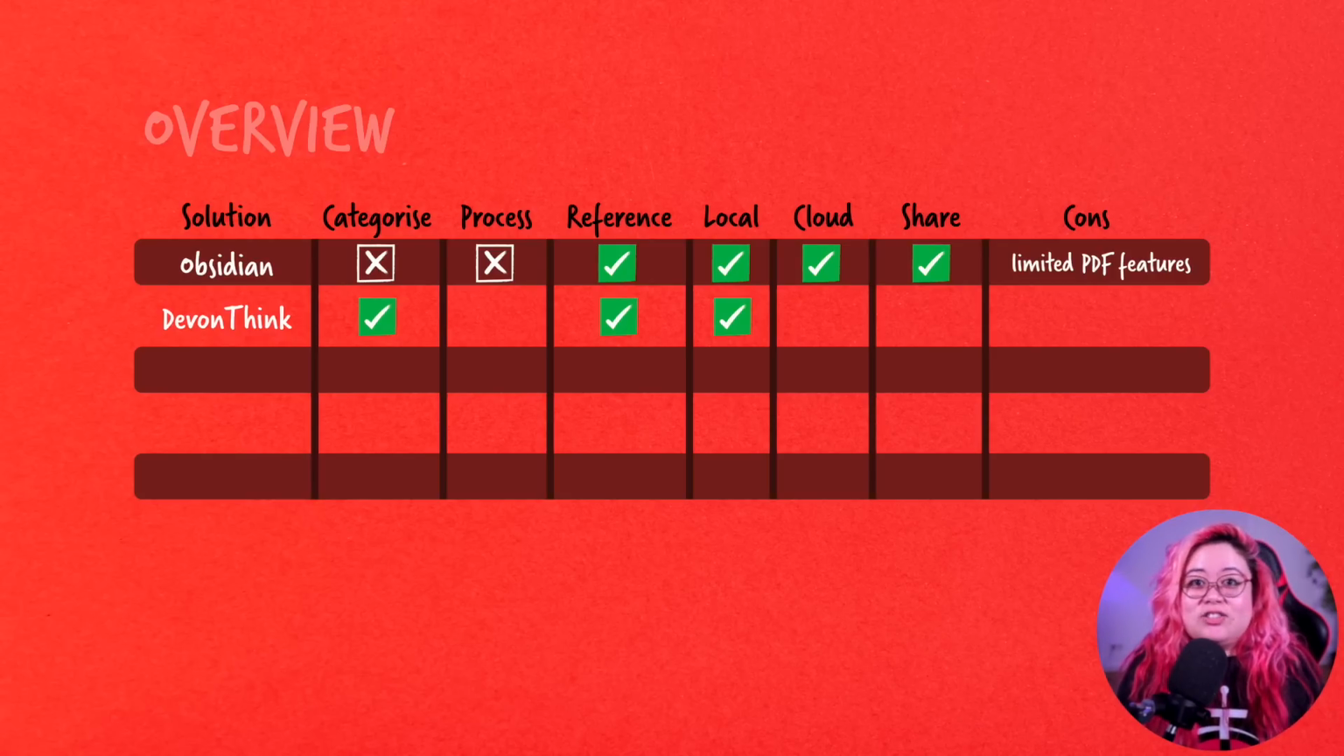Unfortunately, that's where things start to fall apart for DevonThink, at least for this particular use case. On the processing side, you can't really annotate something in DevonThink and then expect to bring that into Obsidian. I didn't find a way to do it really. Let me know if you do have a way.